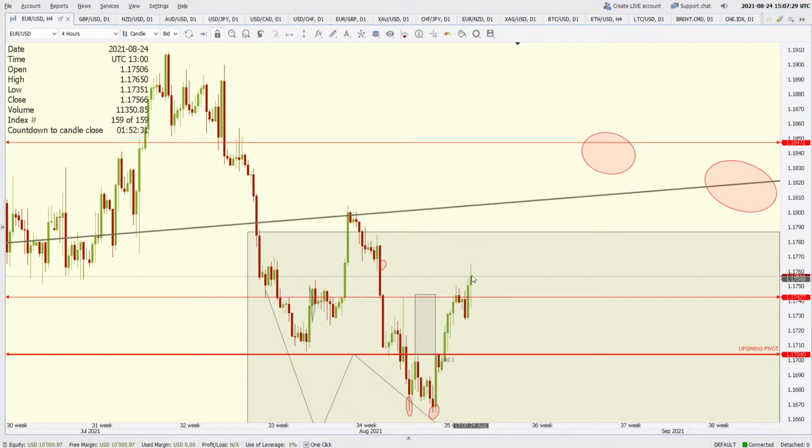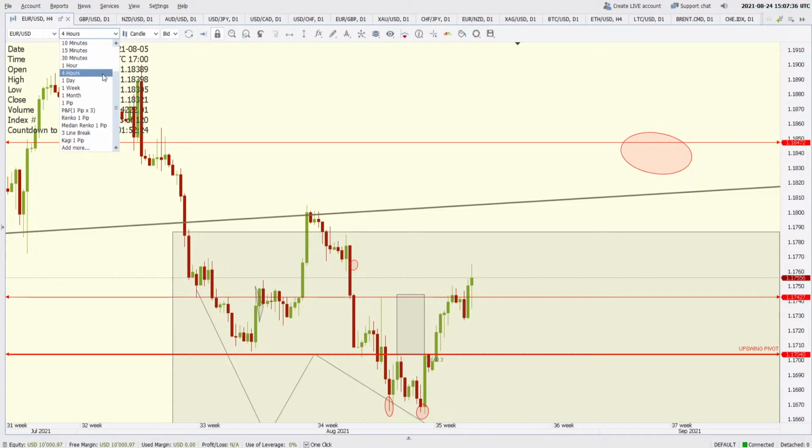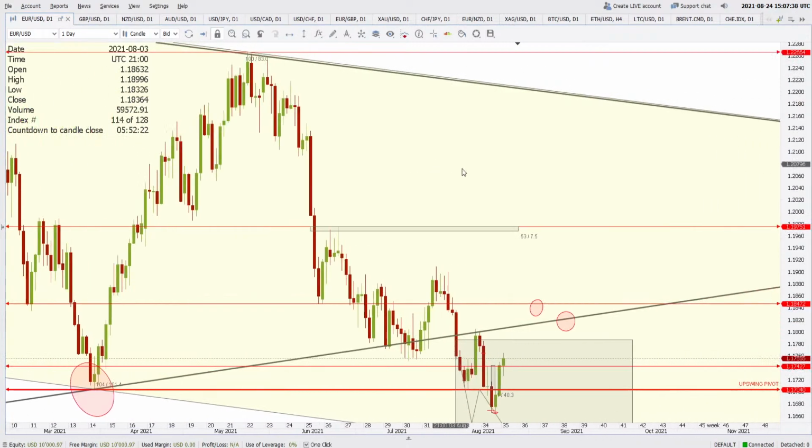So should you be looking for a buying opportunity now? No, because the current trend is down on the daily and we should only be looking for a selling opportunity.